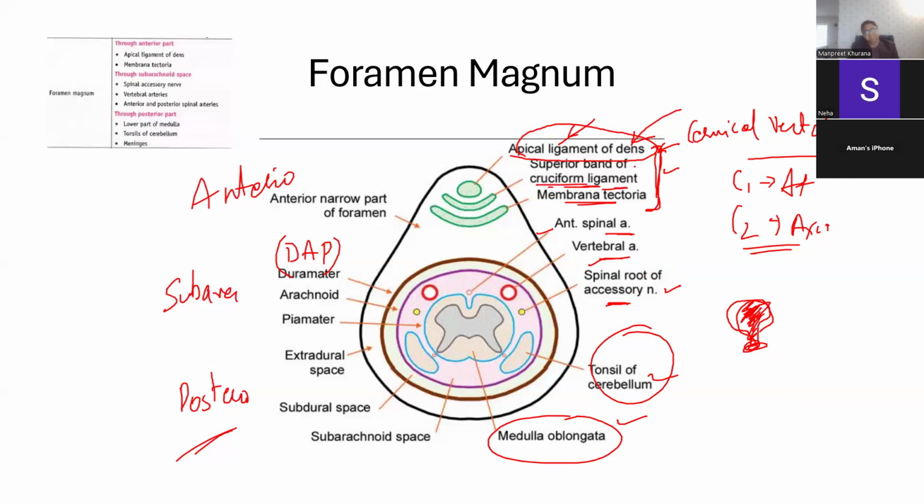Okay, is it clear? And as I told you, this is the subarachnoid space. We have the subdural, which is below the dura mater. Below the arachnoid mater is the subarachnoid space. So these are the various structures which are passing through the foramen magnum. This is very important to understand. Now let's go back.